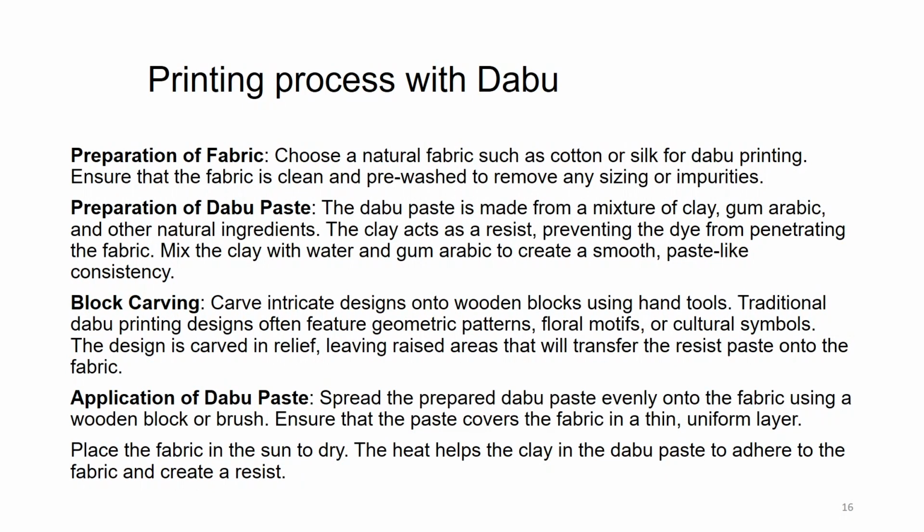Preparation of Dabu paste. The Dabu paste is made from a mixture of clay, Arabic gum and other natural ingredients. The clay acts as a resist, preventing the dye from penetrating the fabric in those regions. Mix the clay with water and Arabic gum to create a smooth paste like consistency.